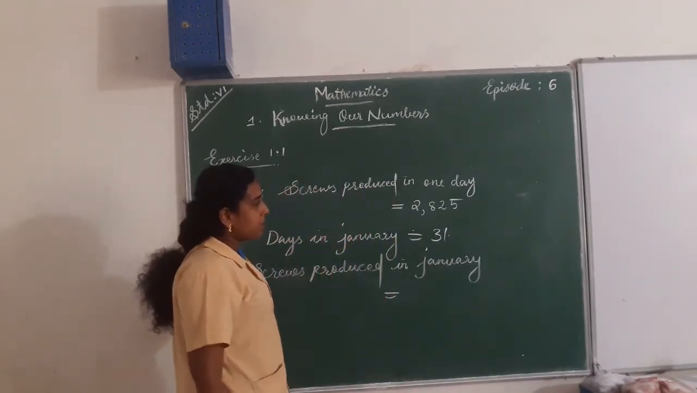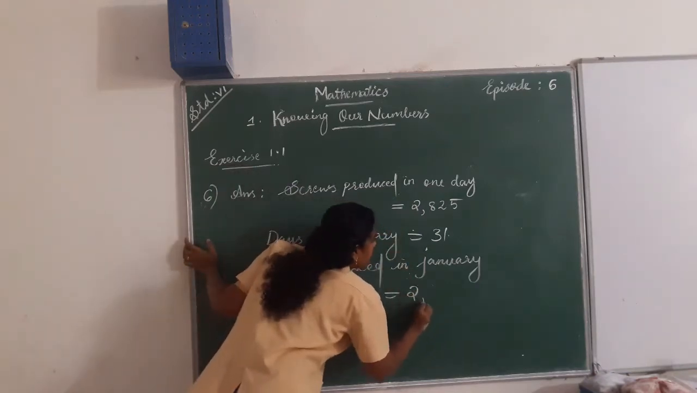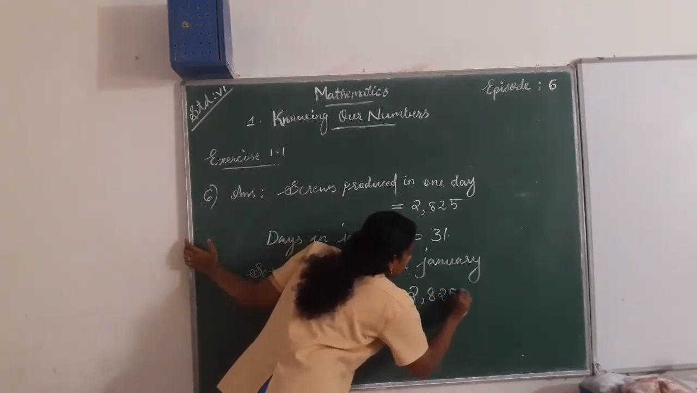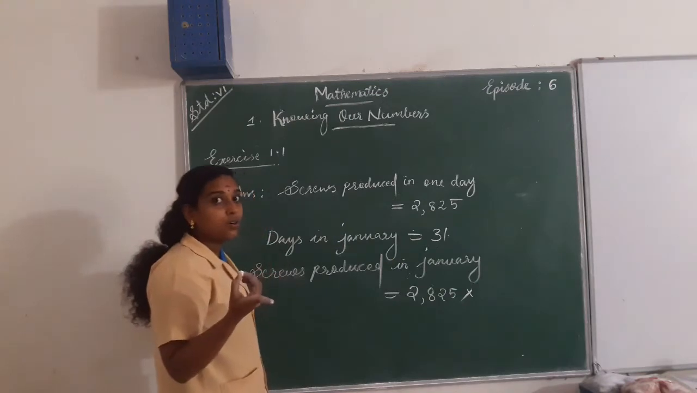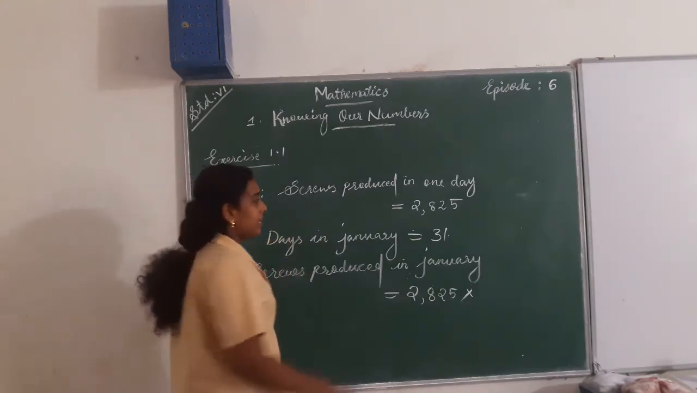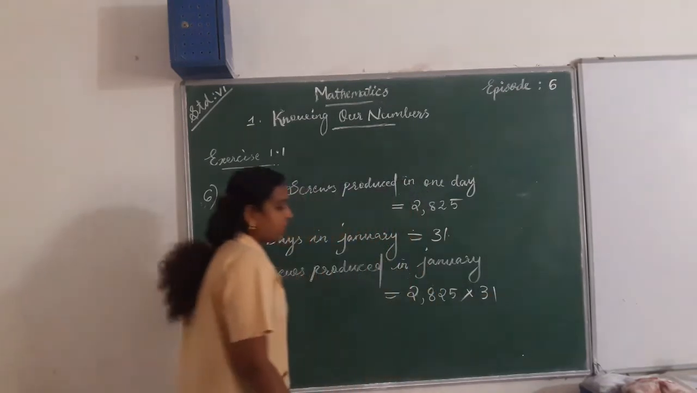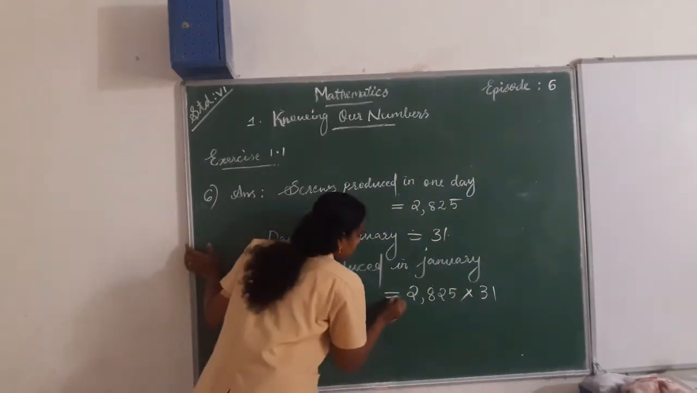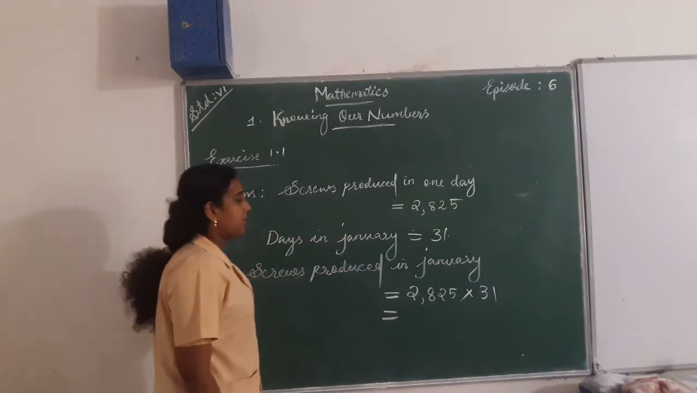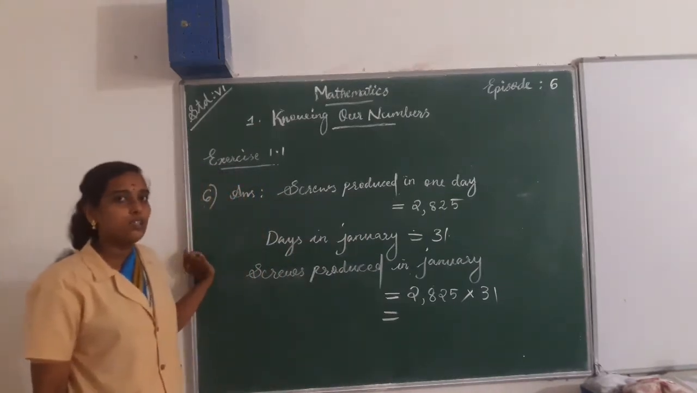How many screws were produced? Yes, 2,825 into number of days in January. That is 31 days. So we multiply with 31. Okay. So we multiply these two numbers, we get the answer. That is the number of screws produced in the January month.